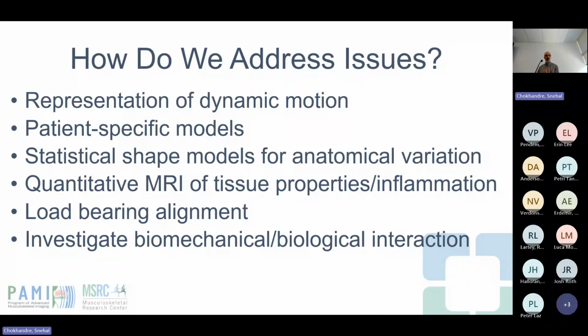One is we can improve the representation of dynamic motion and develop patient-specific models, which has been talked about quite a bit. Statistical shape modeling for variations in anatomy, we've talked about a little bit in the last couple of days. Quantitative MRI, we haven't really addressed much, but that's a great tool for assessing properties of tissues and looking at inflammatory effects. We can look at load-bearing alignment as opposed to unloaded alignment from supine MRIs, and then investigate the biomechanical and biological interactions a little bit more.